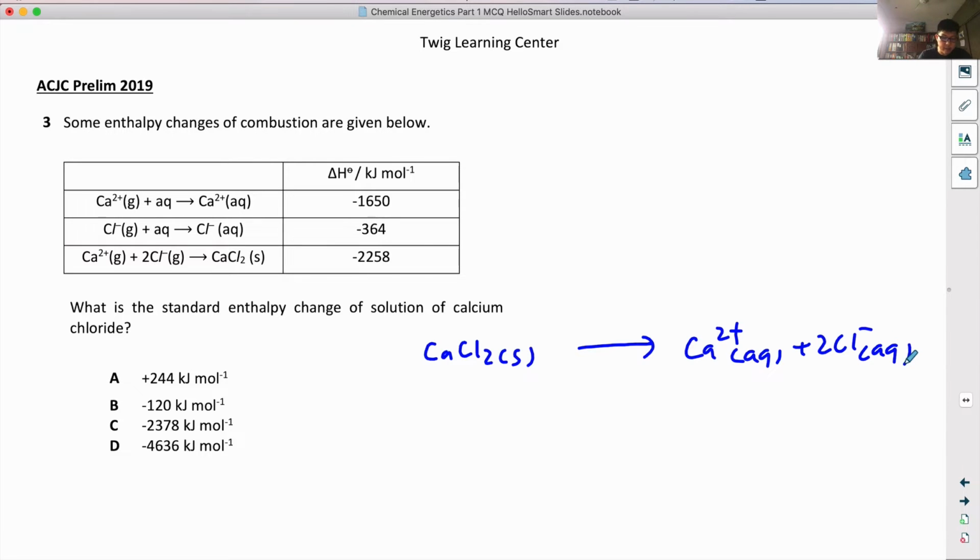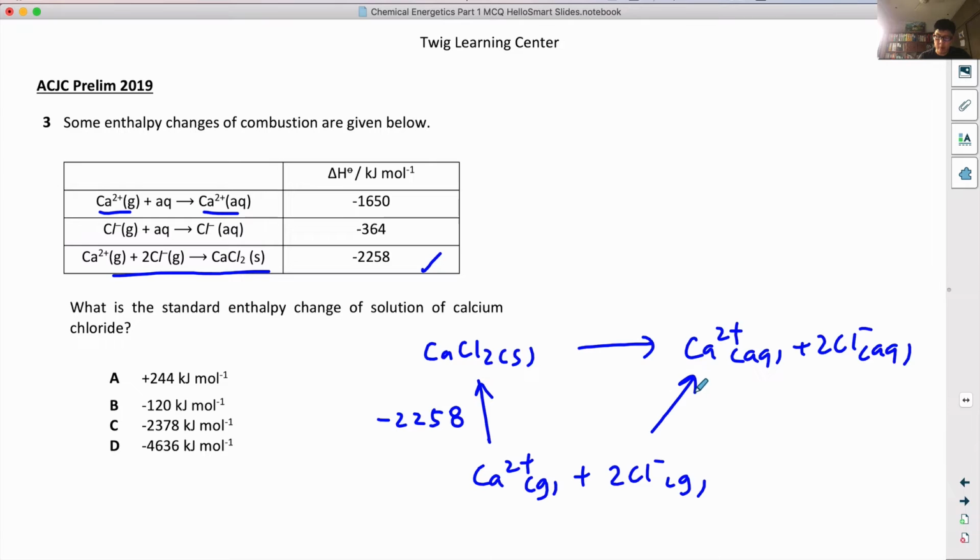So you can see from here, I'm just going to use this value. This is actually the lattice energy, so I'm going to point towards the calcium chloride right now. Ca2+ gas plus 2Cl- gas. The value you get is minus 2258. Can you see that? Minus 2258. So I've used this. If you look at the other part, Ca2+ gaseous becoming Ca2+ aqueous, which is pointing upwards, as you can see.